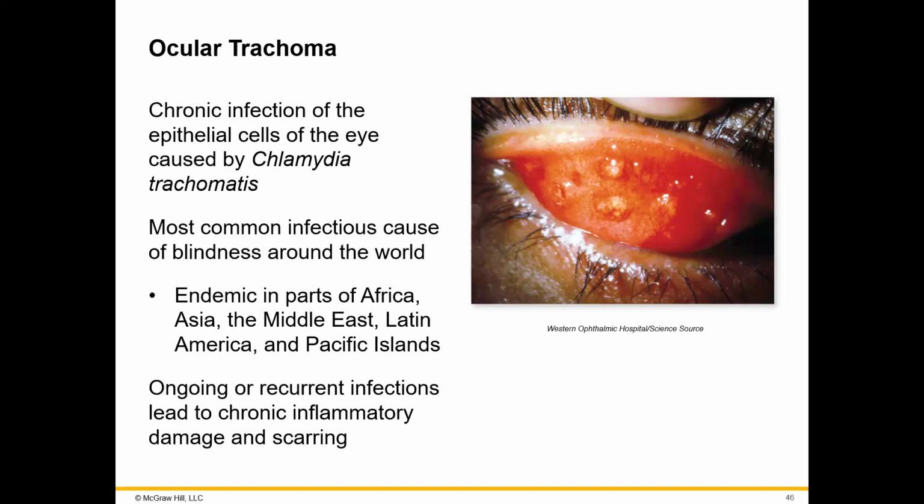Okay, ocular trachoma, another infection. So trachoma is the number one, and this will be on your test as a recall thing, okay? The number one leading infectious cause of blindness. So blindness that is caused by infection, this is the leading cause in the world. All right, so there's obviously blindness associated with genetics or trauma or something like that, but blindness caused by infection, this is the number one cause in the world.